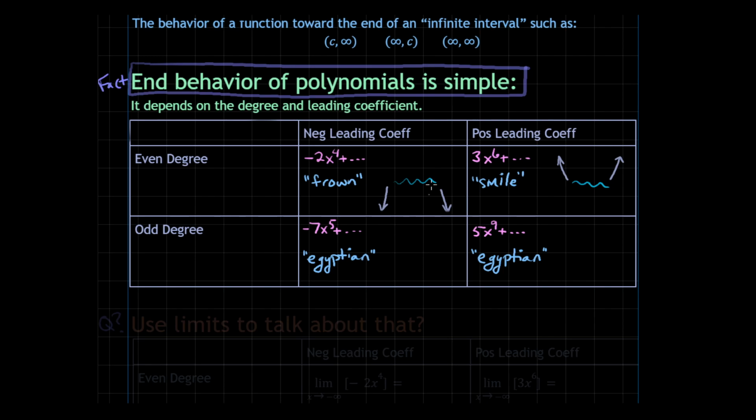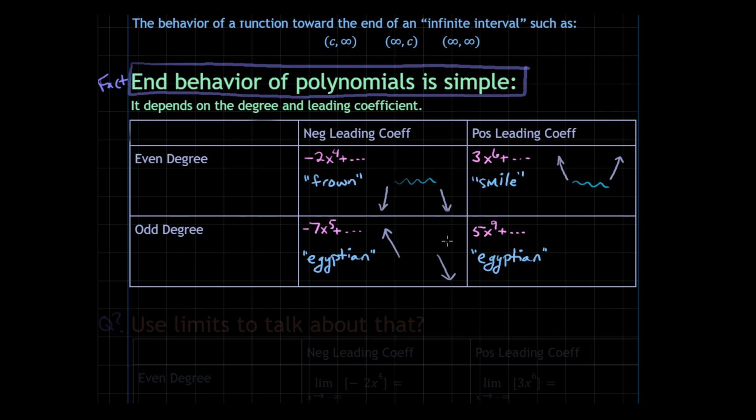Okay, so when x is a large negative number here, x to the fifth will also be a large negative number. So a large negative number times negative 7 is going to be positive. Other direction, if x is a large positive number, then negative 7x to the fifth is a large negative number.